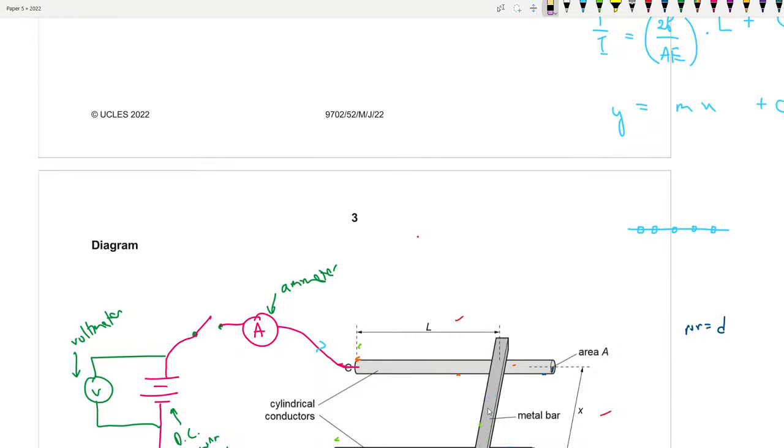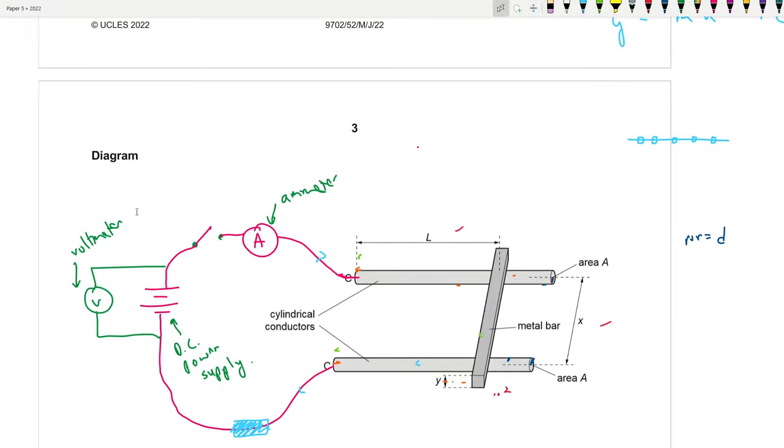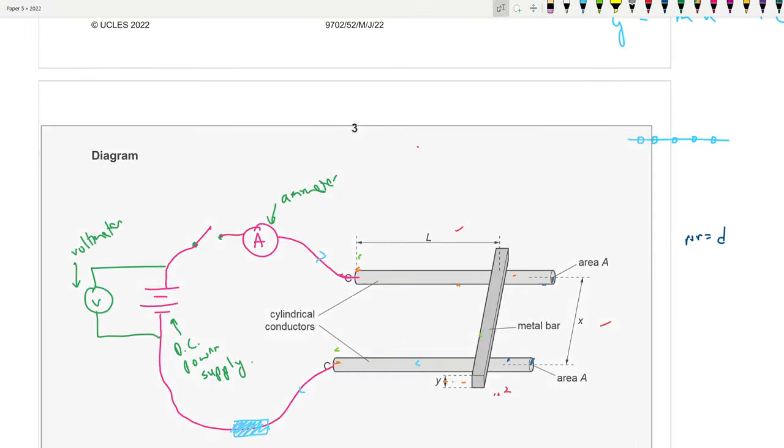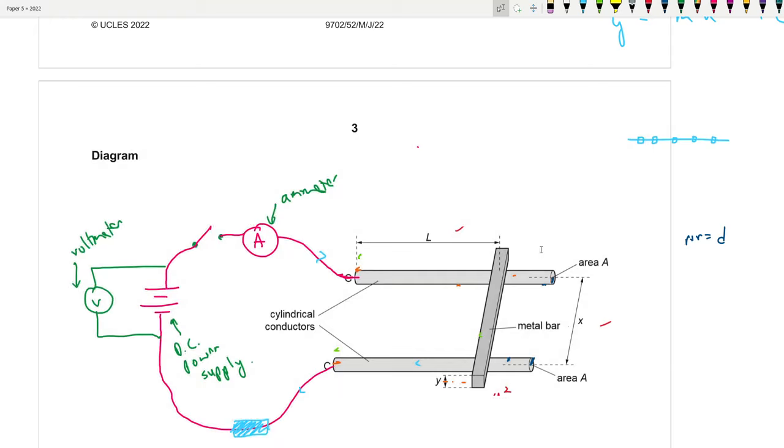So let's move on to, oh, by the way, you need to label the diagram. Make sure you label those. You need to label the middle bar, then the conductor. You need to label the conductor.